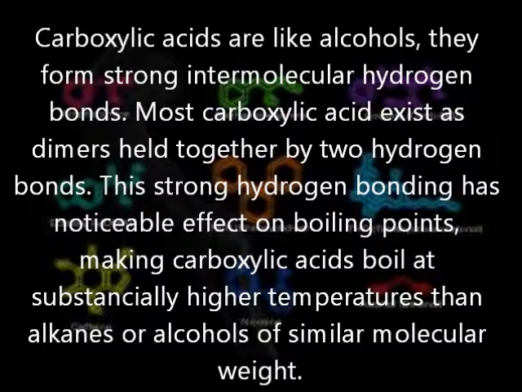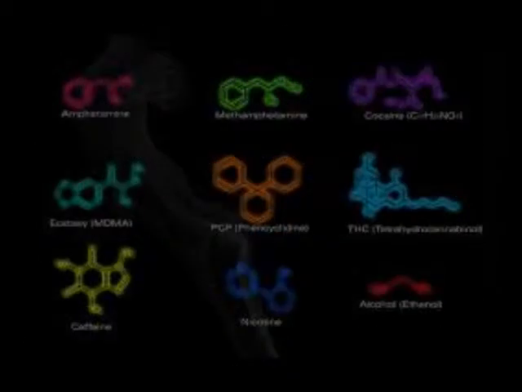Carboxylic acids are like alcohols. They form strong intermolecular hydrogen bonds. Most carboxylic acids exist as dimers held together by two hydrogen bonds. This strong hydrogen bonding has a noticeable effect on boiling points, making carboxylic acids boil at substantially higher temperatures than alkanes or alcohols of similar molecular weight.